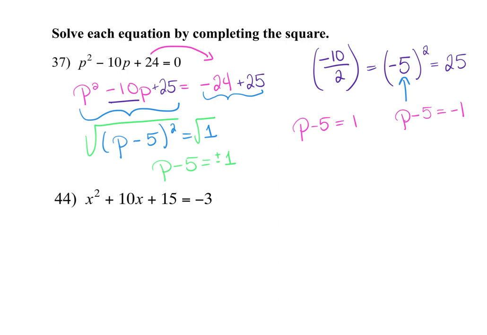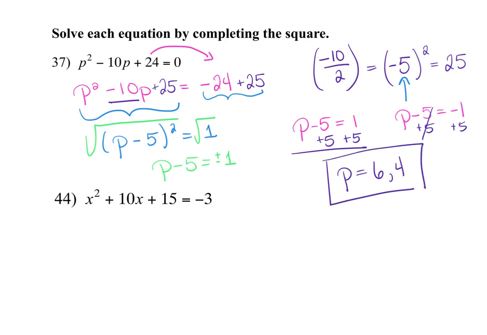And then I'm just going to solve it by adding that 5. So p will equal 6 or 4. All right, so that's one thing that can happen when you're completing the square. You have nice integers. If you look at 44, 44 is a little bit different. For starters, I already have a number on the other side. All right, so I am going to start by moving this 15 over. It's going to be a minus 15 over there.